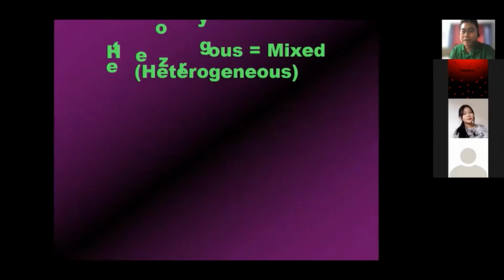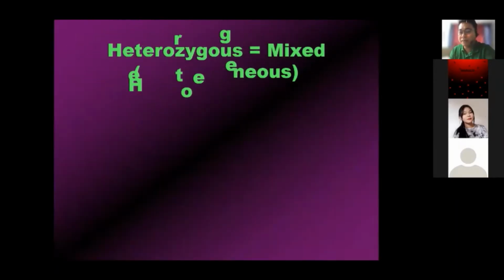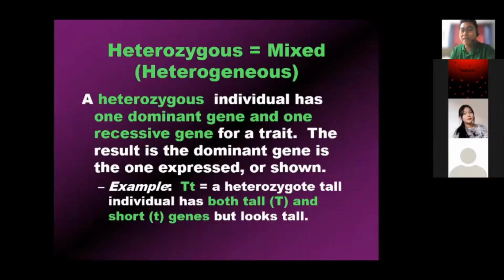Okay. So heterozygous naman is mixed. So a heterozygous individual has one dominant gene and one recessive gene or trait. The result is the dominant gene is the one expressed or shown. So kahit na heterozygous tayo na or heterogeneous na genes, the alleles, it will still show the dominant gene. Example, for both tall and short genes, ang tall pa rin ang makikita.